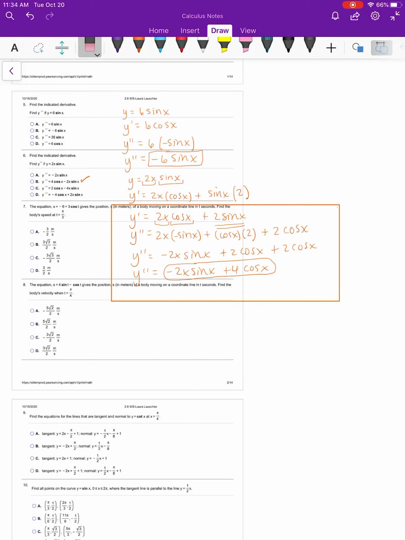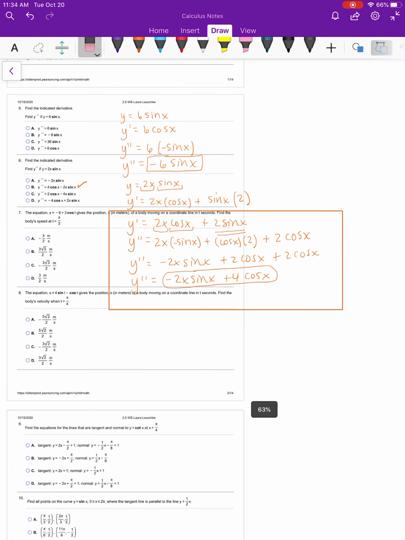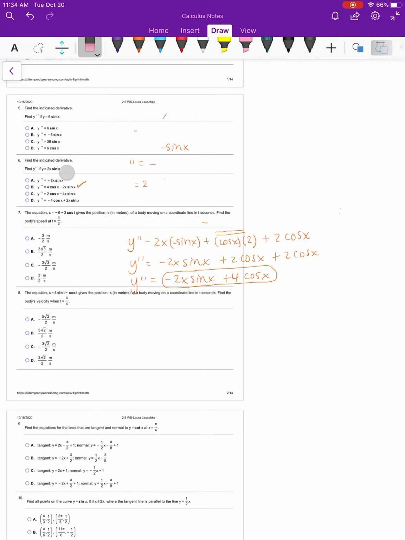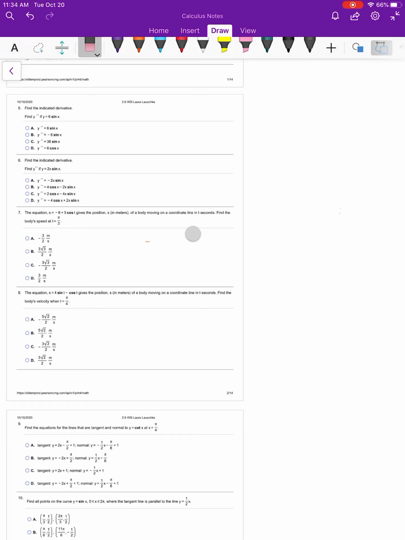Sorry about that. Number 7, let's just erase all this. Hopefully you can go backwards and look at it again if you need to. Okay. Change colors.